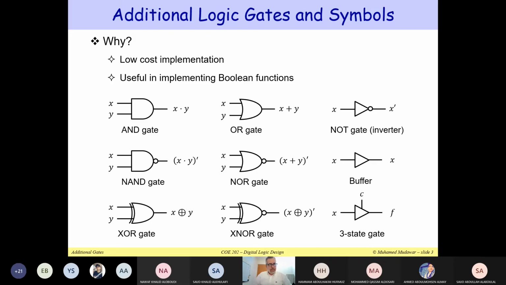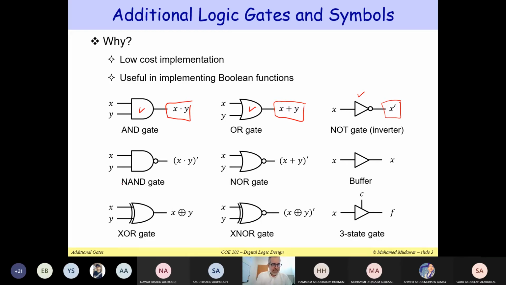Now, already we know the AND gate, the OR gate, and the inverter. So already we have this symbol here for the AND gate. Notice that the output of the AND gate is X and Y. This is the OR gate, and the output is X or Y. And this is the NOT gate or the inverter, and the output is X prime.